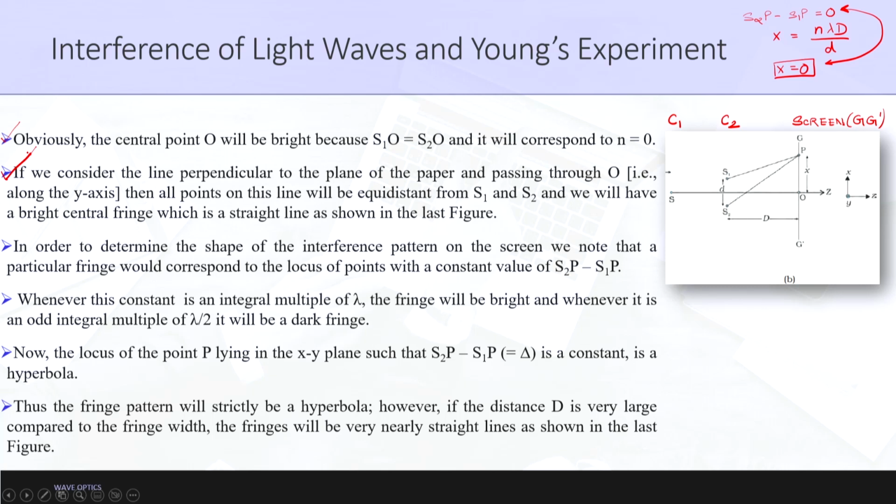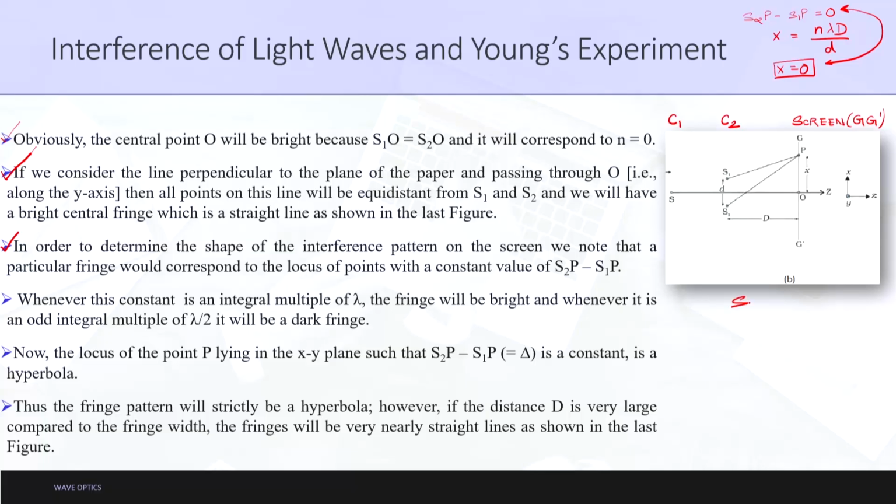Okay. So now, in order to determine the shape of the interference pattern on the screen, we note that a particular fringe would correspond to the locus of points with a constant value of S2P minus S1P. What this line tries to explain is that whenever a fringe is formed, its shape can be curved or straight. It depends on the locus of S2P minus S1P.